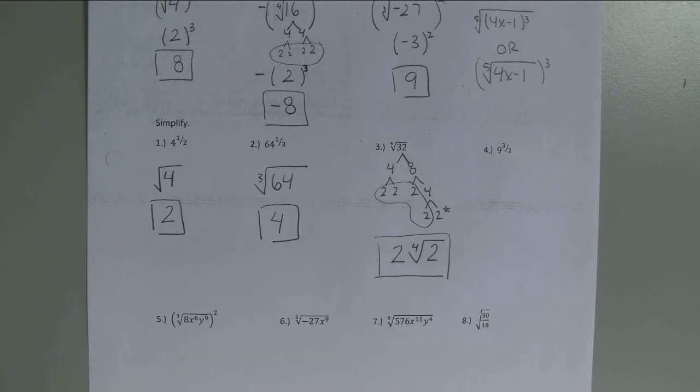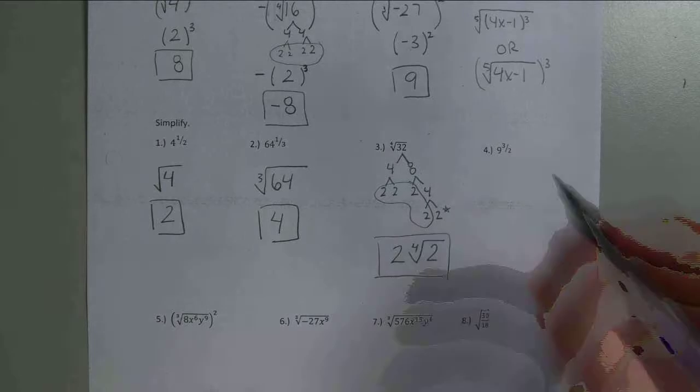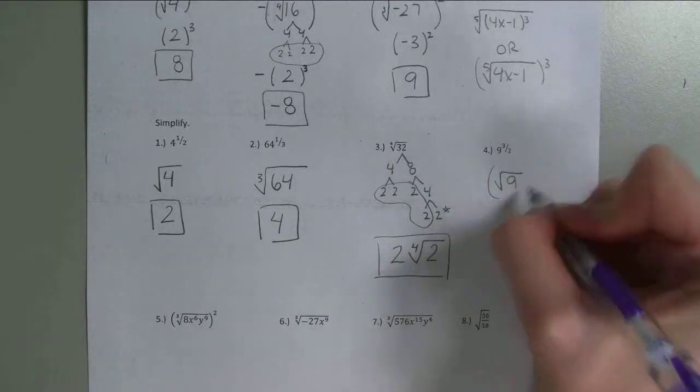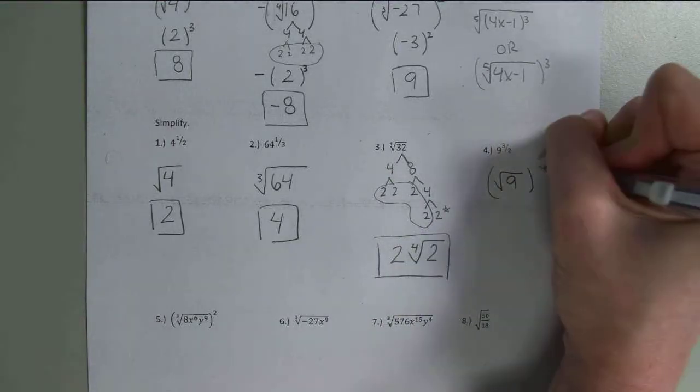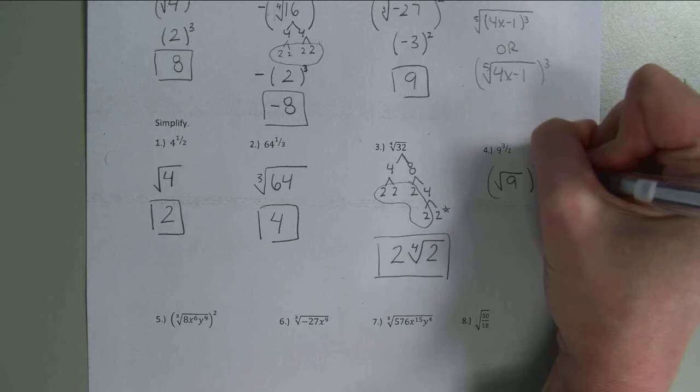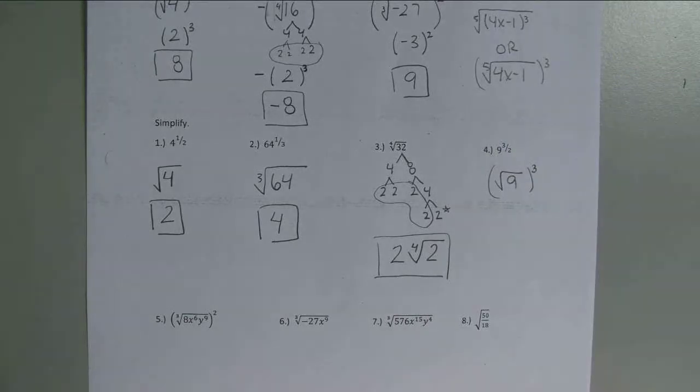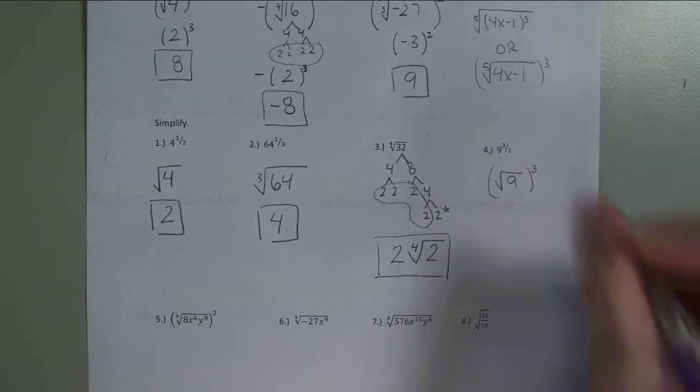Number 4, we're going to do the exact same idea, but we have to write it as the radical first, all right? So what root will we be taking on number 4? Yep, the square root of 9. And after we find out what the square root of 9 is, what power do we have to raise it to? The 3rd, right? What is the square root of 9? 3.